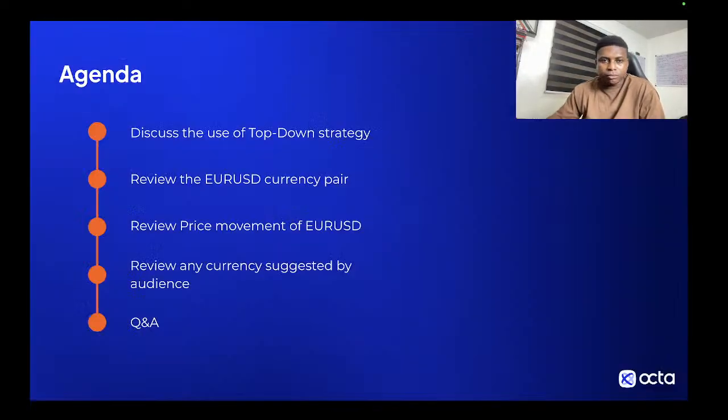Okay. So here is our agenda for today. We'll discuss the use of top-bottom strategy. We'll review the Euro USD currency pair. We would review price movement of Euro USD, and we would also review any currency suggested by you, the audience.